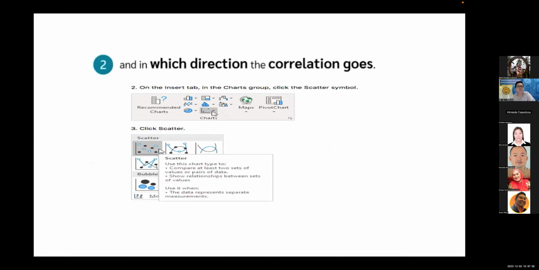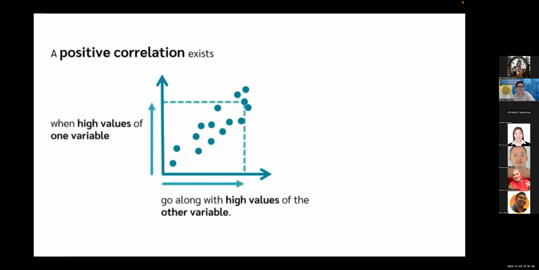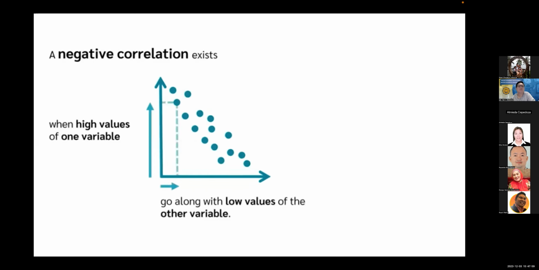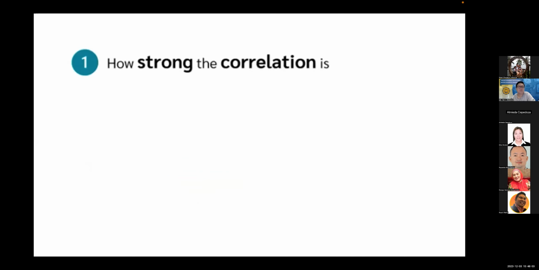Next, we want to know in which direction the correlation goes, and this can be easily determined using Excel by clicking the Insert tab in the Charts group and clicking the scatter symbol. A positive correlation exists when high values of one variable go along with high values of the other variable, or when small values of one variable go along with small values of the other variable. A negative correlation exists when high values of one variable go along with low values of the other variable.